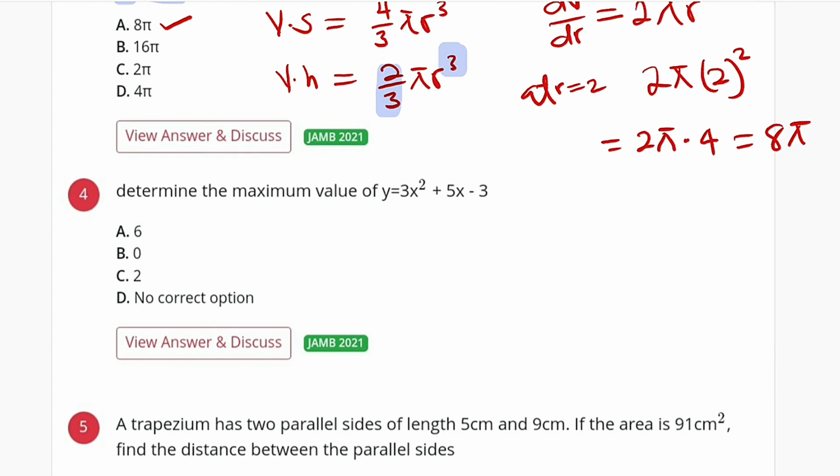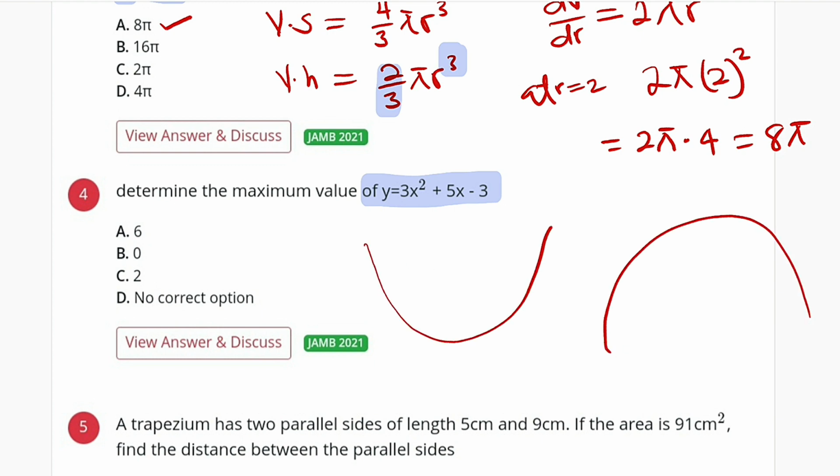Question number 4, we are asked to determine the maximum value of y equal to 3x squared plus 5x minus 3. This is a quadratic equation. And you know that the curve of a quadratic equation could either be an open up or an open down parabola. The maximum can be obtained here, while the minimum can be obtained right here. That is exactly where the curve takes a turn.